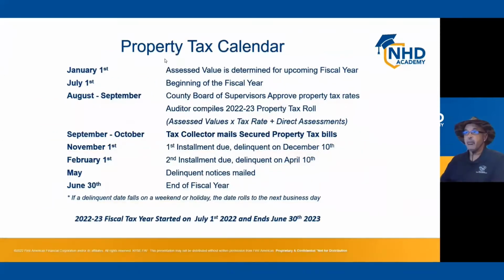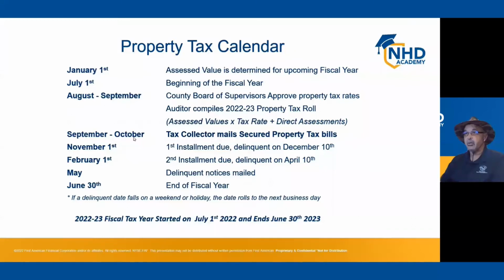So this is an overview of the property tax calendar. In January, the assessed value is determined for the upcoming fiscal year. And then July 1st is the beginning of the fiscal year. In August and September, the County Board of Supervisors will approve the property tax rates, and the auditor will compile the property tax roll also. And the tax roll is the assessed value times the tax rate. That's your ad valorem charges, as well as your direct or fixed assessments.